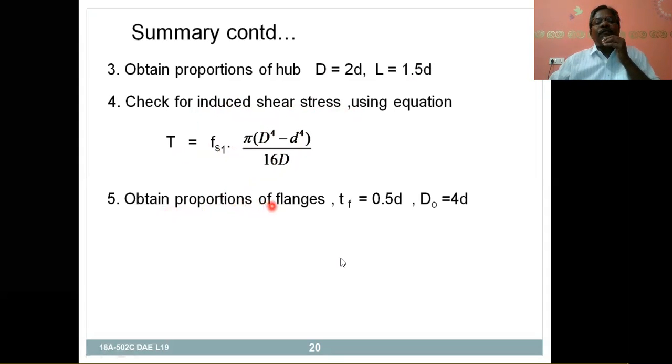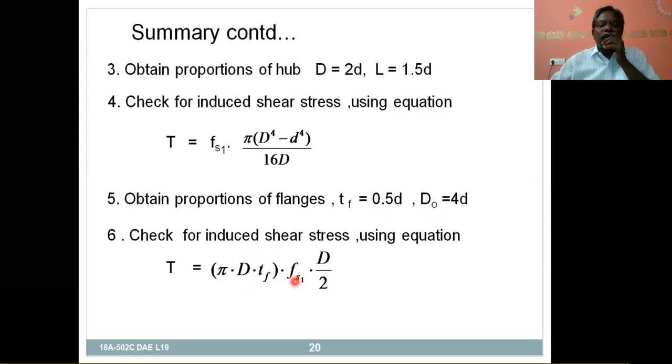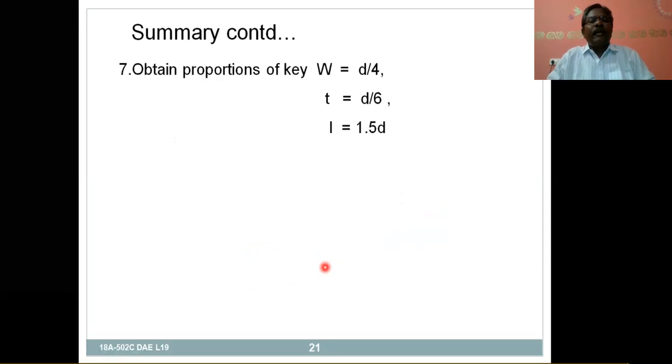And obtain proportions of flanges. tf is equal to 0.15 times the shaft diameter, and also Do, the outside diameter of the flanges, is equal to 4d. And check for induced shear stress using the equation T is equal to π d tf into τs1 into d by 2. Next is key design of the flange coupling.